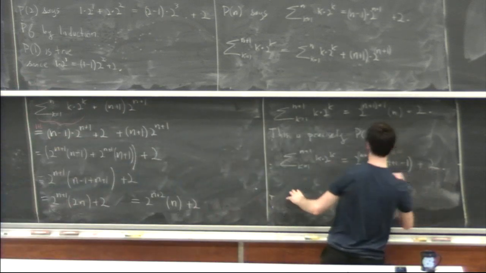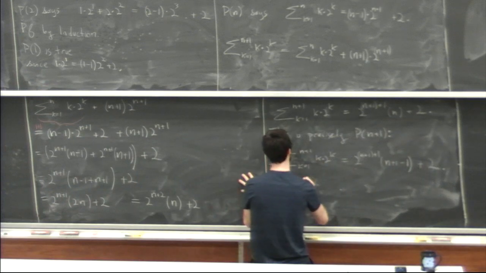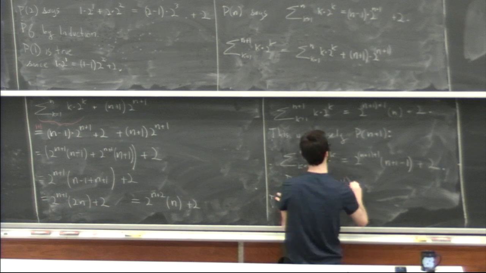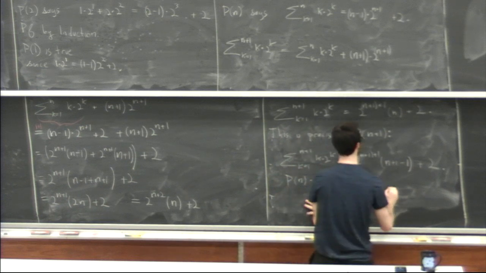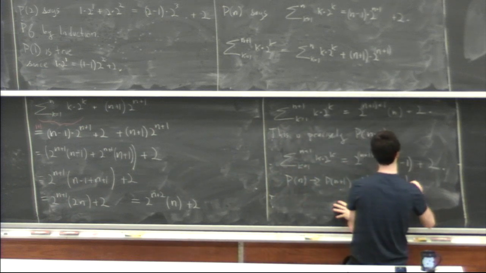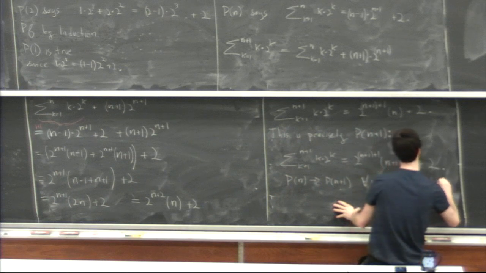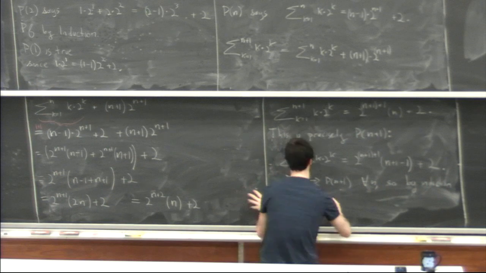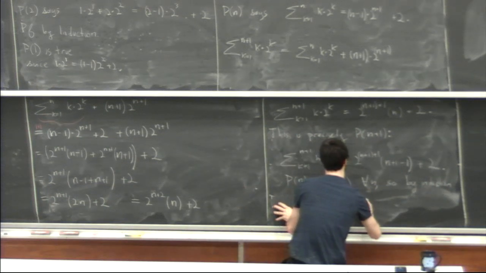So what we have shown is that P of n implies P of n plus 1 for all n. So by induction, P of n is true for all n.